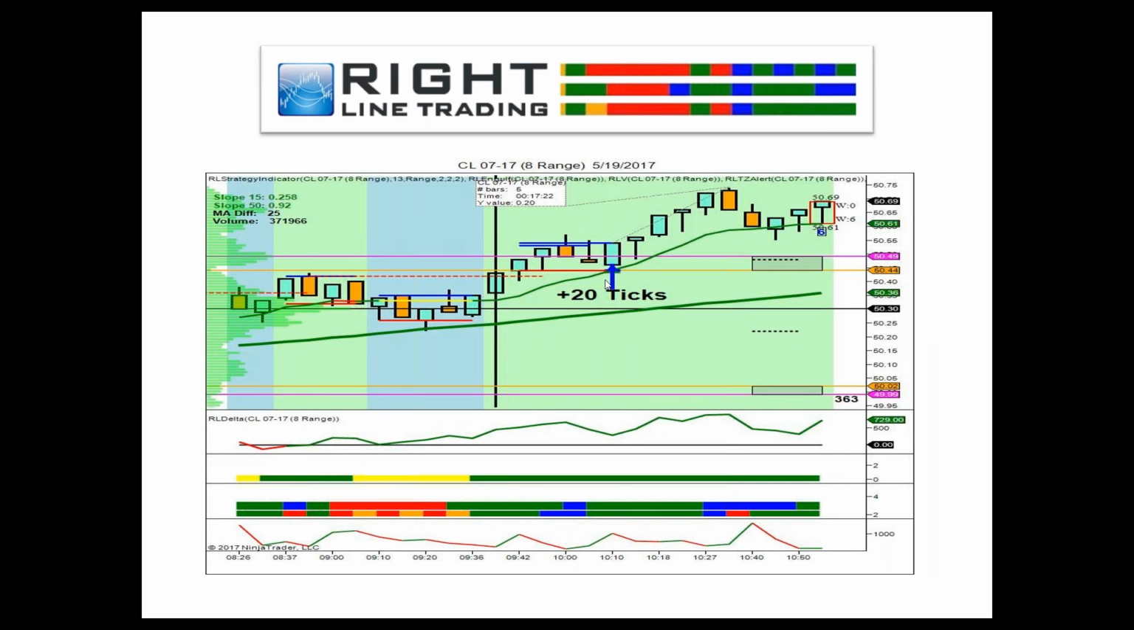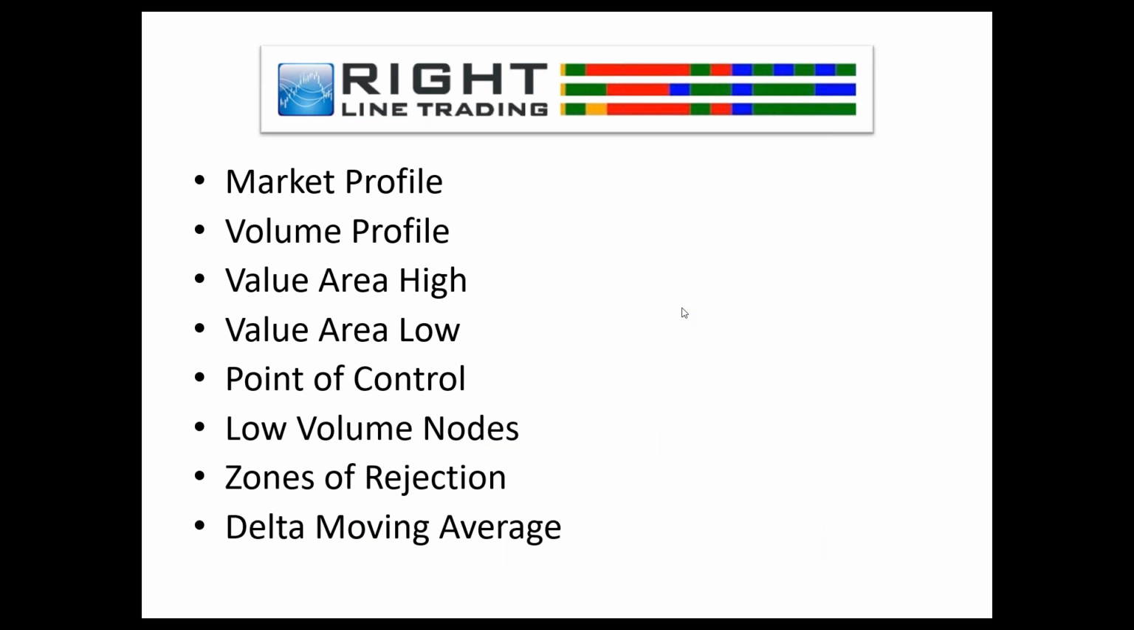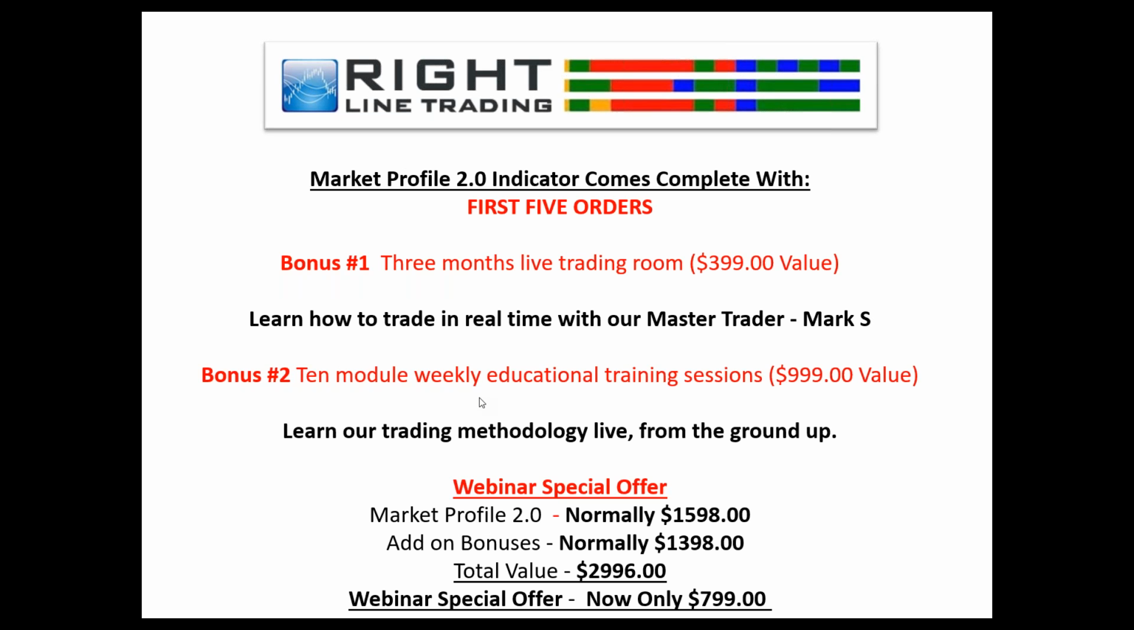There's another trade very recently in the direction of order flow. Pull back to support and a move up for 20 ticks. So we've got market profile, which is a manifestation of volume profile. We've got the value area high, the value area low, the point of control, the low volume nodes that create the zones of rejection, and then we've got the delta moving average. Now, before I go to here, I want to take this down. I'm going to bring over the charts.